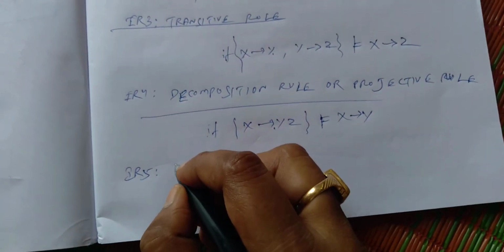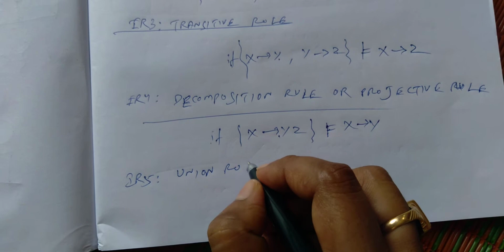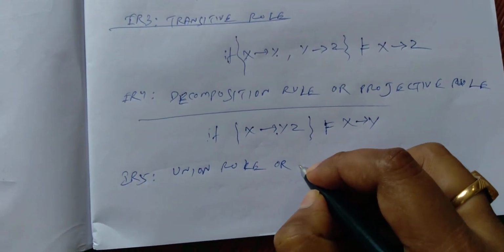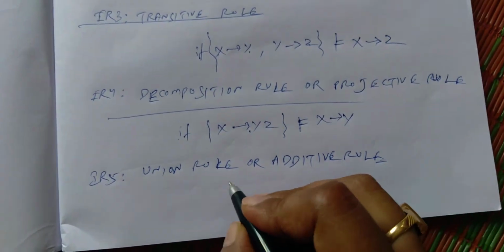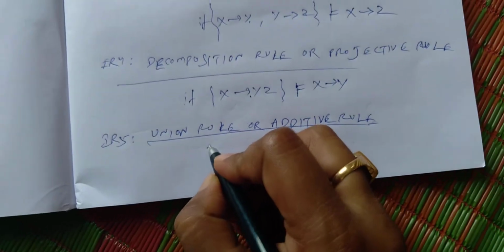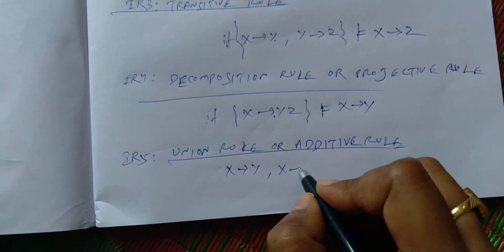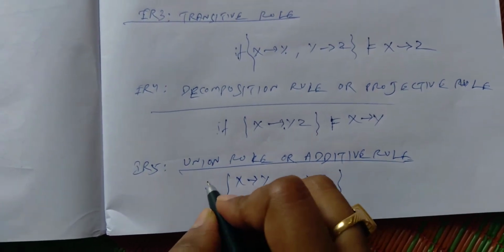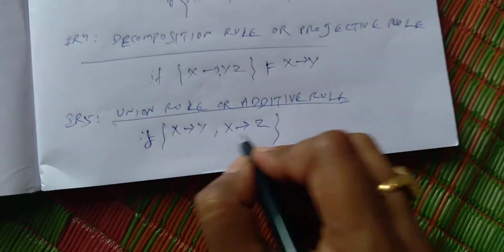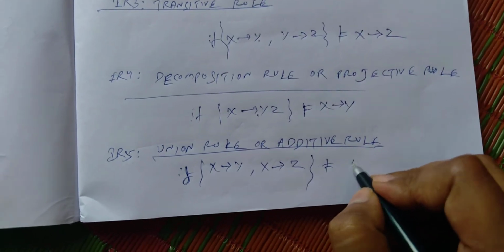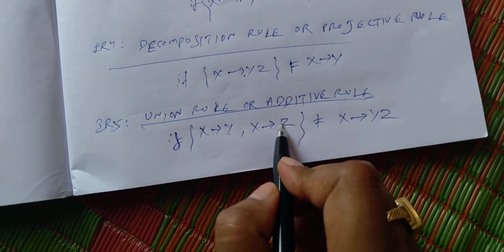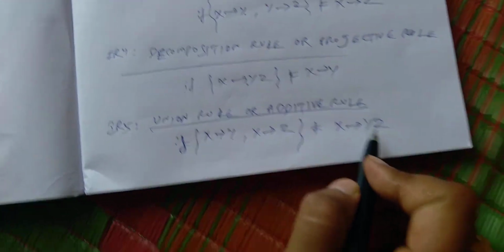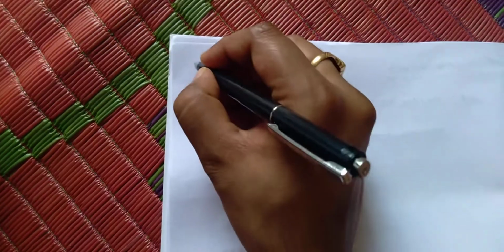Next is union rule, or additive rule. Okay, this is if x determines y, x determines z, if this is true, then this will also be true. That means if x is determining y, x is determining z, then x can also determine the combination yz. Okay, this we can prove. This we'll see how it is formed.